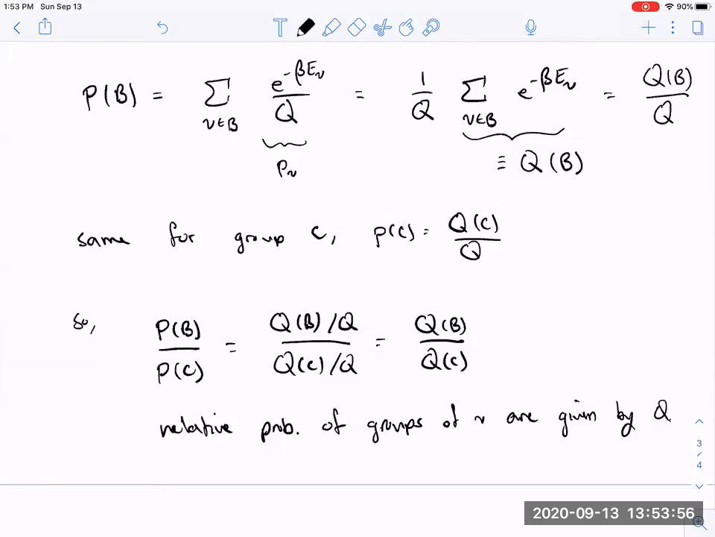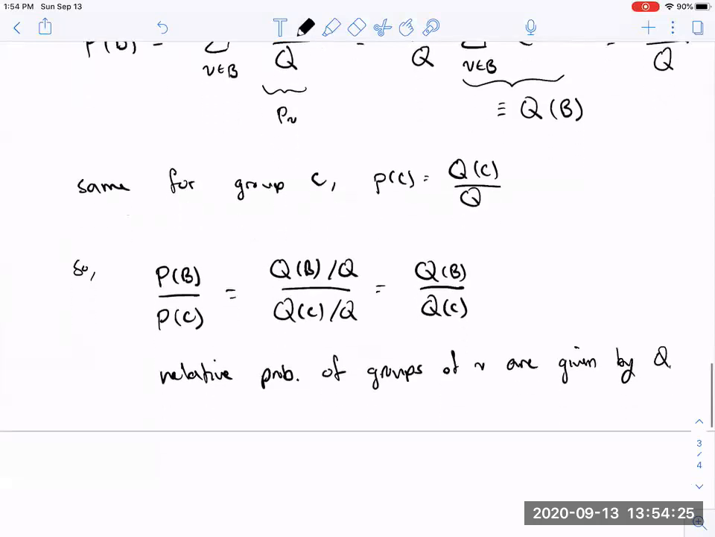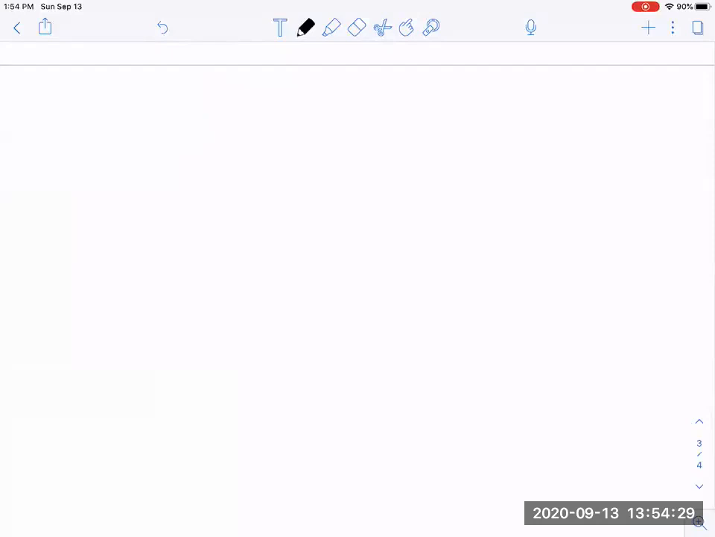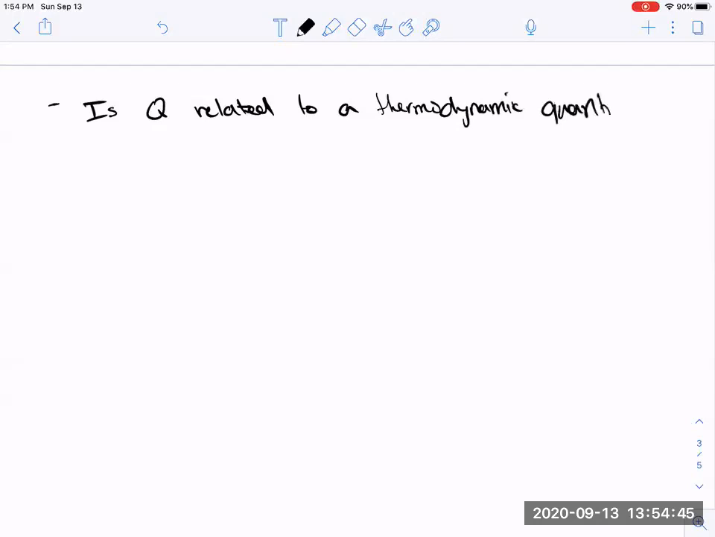Thermodynamics tells you how to think about collections of those proteins and the likelihoods that you find, or the concentrations with which you find those states in some solution. There is a thermodynamic quantity that would tell you how likely you would be to find a system in one of those two states. So that is suggestive of the fact that a partition function contains thermodynamic information in it. Stated a little more concisely, is Q related to a thermodynamic quantity? The answer to that question is you betcha.